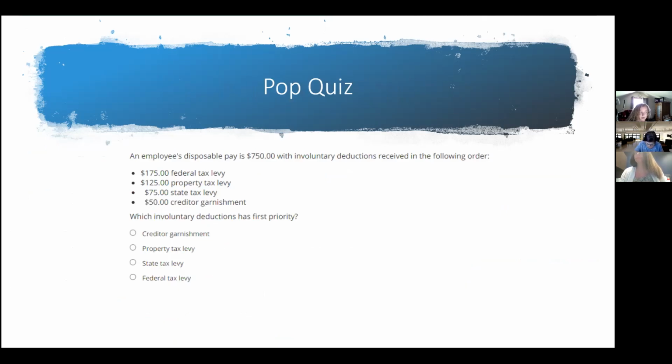An employee's disposable pay is $750 with involuntary deductions received in the following order: $175 federal tax levy, $125 property tax levy, $75 state tax levy, $50 creditor garnishment. Which involuntary deduction has first priority?